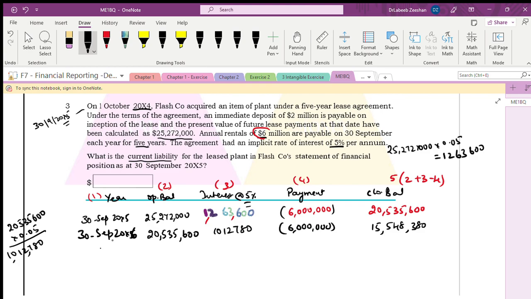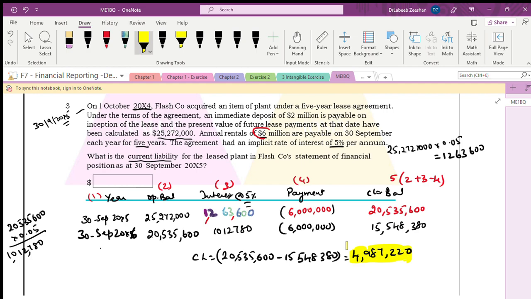Right? What is the current liability? The current liability is 2,535,600 minus 1,554,380. Is that right? It comes to 498,720. This is the current liability.